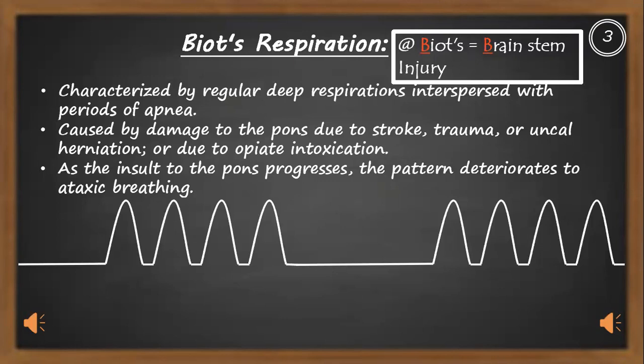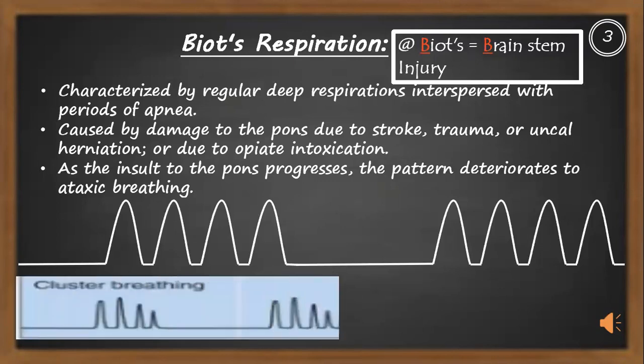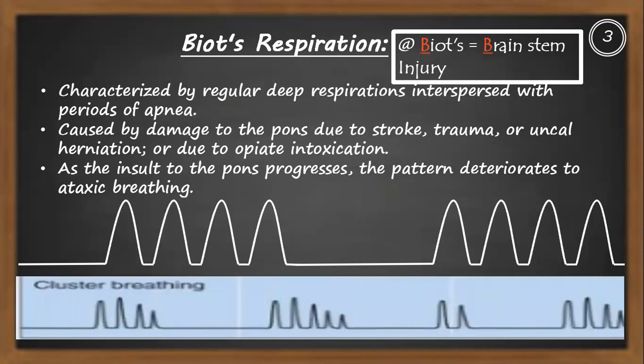So that was about Biot's respiration. Now I'd like to show the comparison with cluster breathing, because in cluster breathing you can see the number of groups are different, but in Biot's respiration, the number of respirations in each group is not quite different. Period of apnea, there's no difference in that, but in the intensity also, in Biot's respiration it's regular, whereas in cluster breathing the intensity can vary. So that's the difference between these two things.